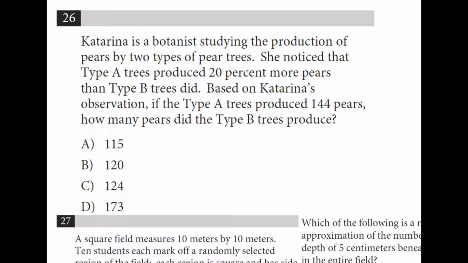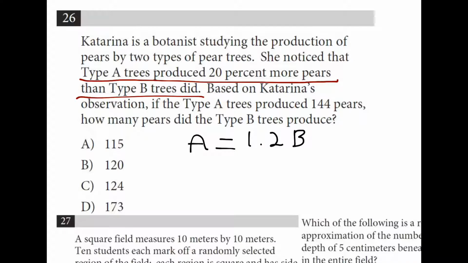Number 26, Katerina is a botanist studying the production of pears by two types of pear trees. She noticed that type A trees produce 20% more pears than type B trees did. Based on Katerina's observation, if the type A trees produced 144 pears, how many pears did the type B trees produce? From this underlined phrase in red, I can create the following equation.